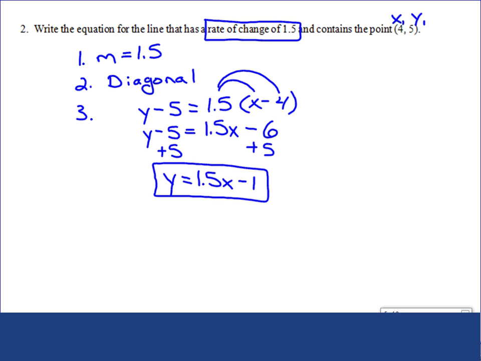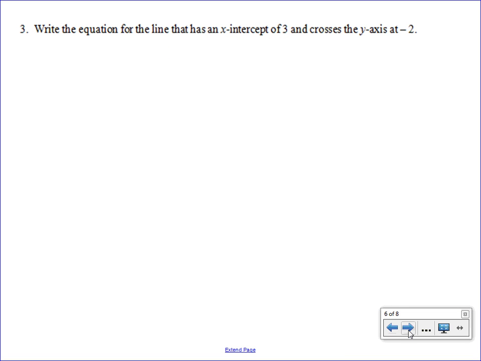Example 3. Write the equation for the line that has an x-intercept of 3 and crosses the y-axis at negative 2. This is a lot of times where students get stuck, but if you refer back to your vocabulary lesson at the start, you're just going to turn this into two ordered pairs. So an x-intercept of 3 means we're going to write that as (3, 0). Crosses the y-axis at negative 2 is just a fancy way of giving you the y-intercept, so we're going to write that as (0, negative 2).